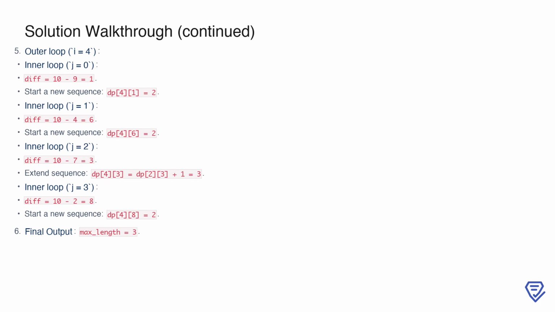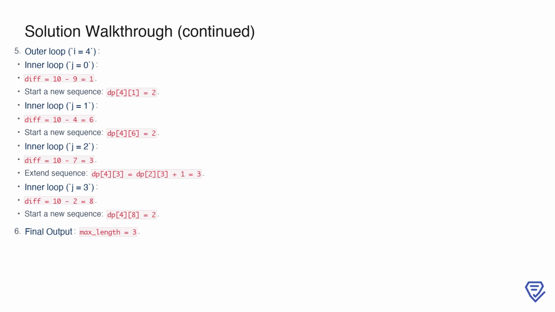For i equals 4, we calculate differences with all prior indices. With j equals 0, the difference is 1. Since it's not in dp[0], we start a new sequence, dp[4][1] equals 2. With j equals 1, the difference is 6. This difference is not in dp[1], so we start another new sequence, dp[4][6] equals 2. With j equals 2, the difference is 3, which exists in dp[2]. Thus, we extend this sequence, updating dp[4][3] to dp[2][3] plus 1, which equals 3.